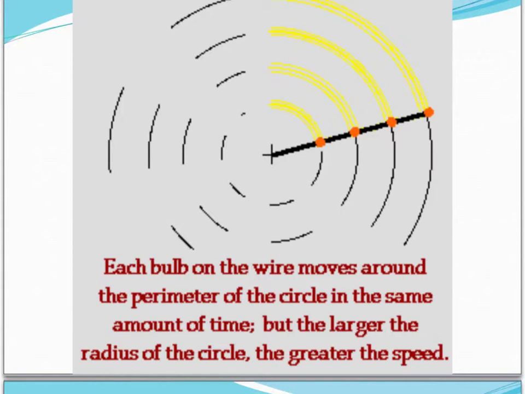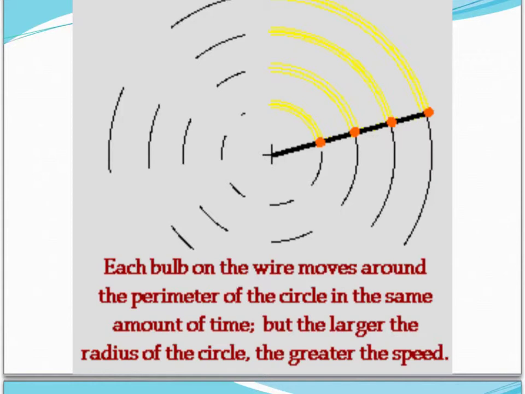Alright, if you look at this, we have a dot in the middle with a line coming out, and I've got the dots across the line, and it shows you the patterns that these spin around. Each bulb on the wire moves around the perimeter of the circle in the same amount of time. But the larger the radius of the circle is, the greater the speed.